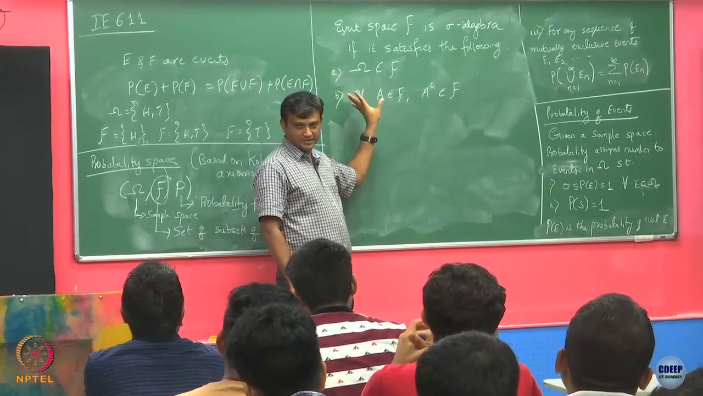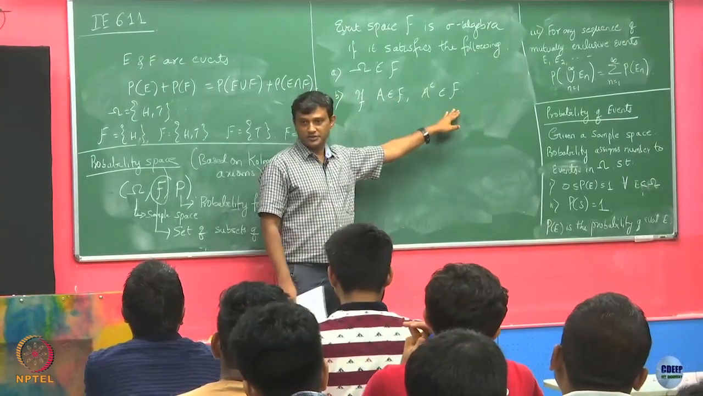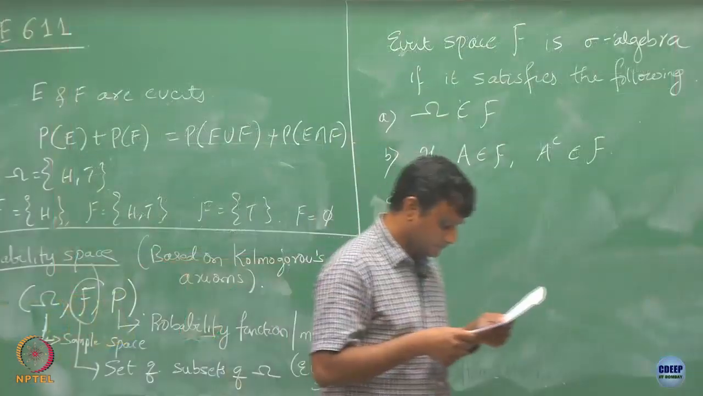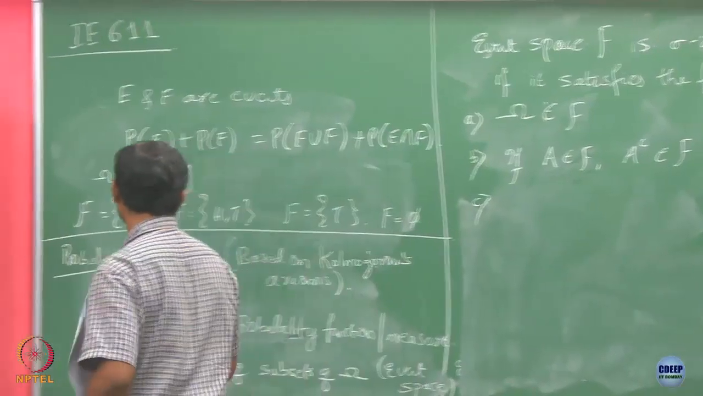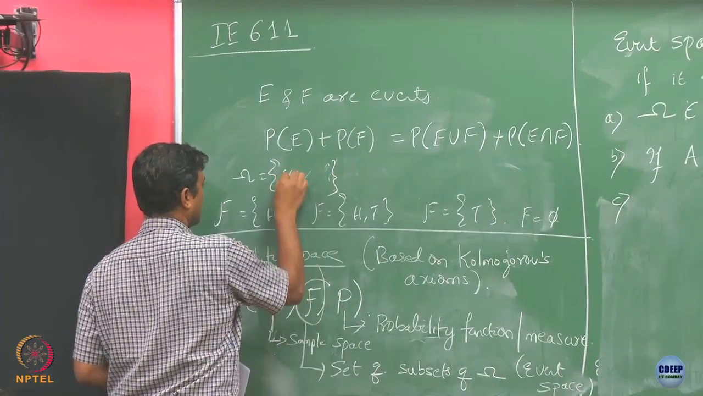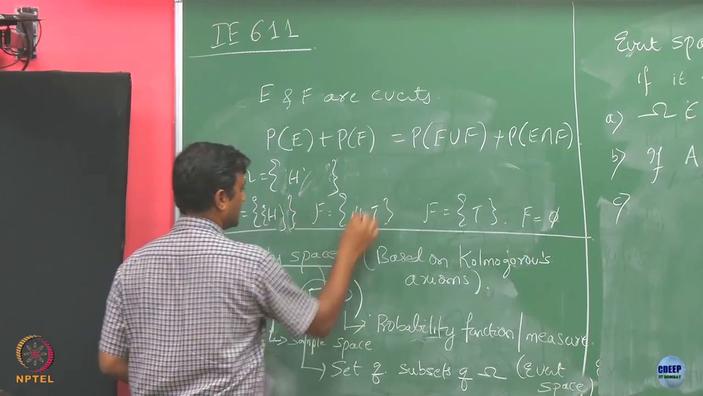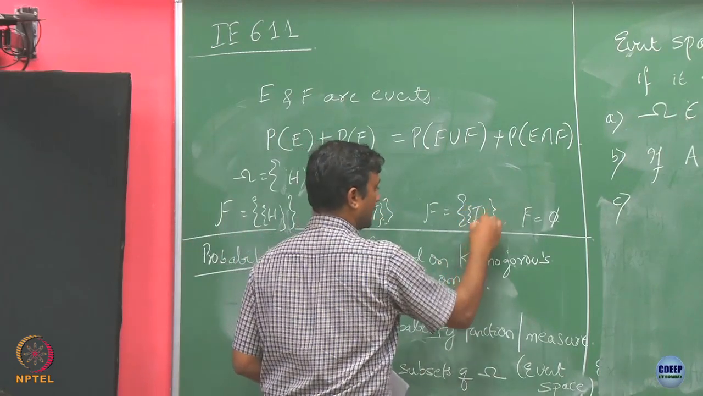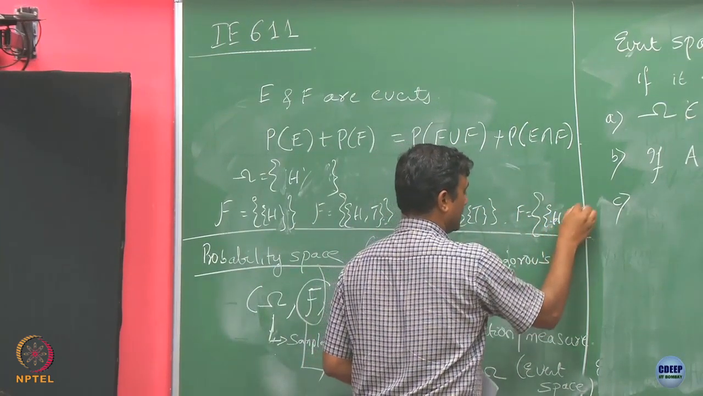Suppose some subset of omega, let us call that A, belongs to F, then its complement also belongs to F. That is a set of subsets, so in this case it makes more sense to write them as sets. Our other possibility here, just to make it more clear, is it could be like H and T and just H.